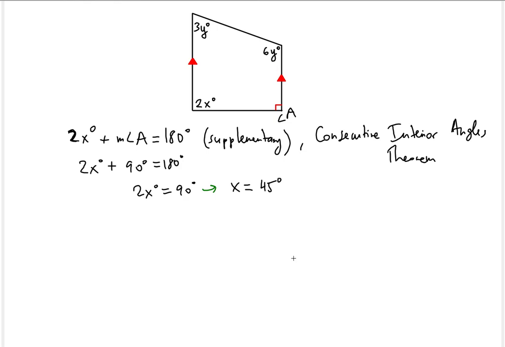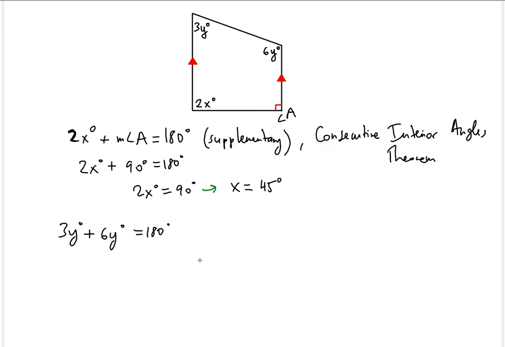Notice you can also find the value of y in two ways. You can use the formula for the sum of the interior angles in a quadrilateral, or you can simply use angle relationships again, because you can use this transversal, and you know that these two represent another pair of consecutive interior angles, right? So we know that 3y plus 6y degrees is equal to 180 degrees, because these two are, again, consecutive interior angles. This is the second pair.